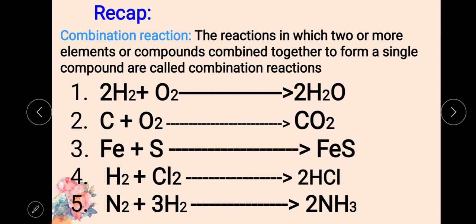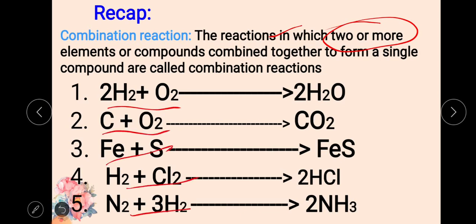So let us recap combination reaction. What is the definition of combination reaction? The reactions in which two or more elements or compounds combine together to form a single compound are called combination reactions. Two or more elements or reactants combine together to give a single product. So this type of reaction we call combination reactions.